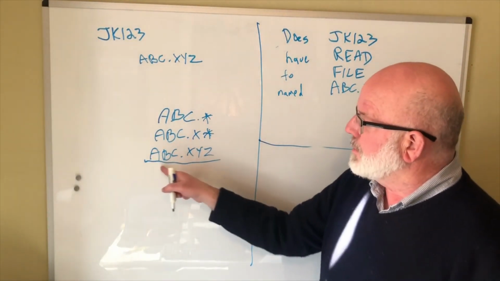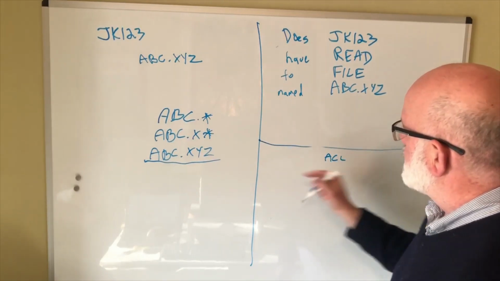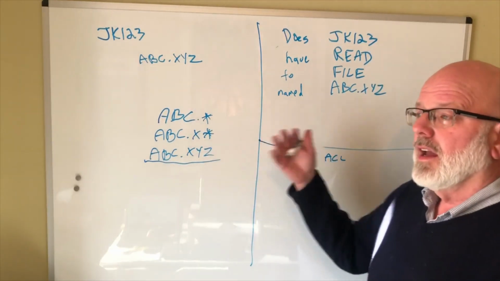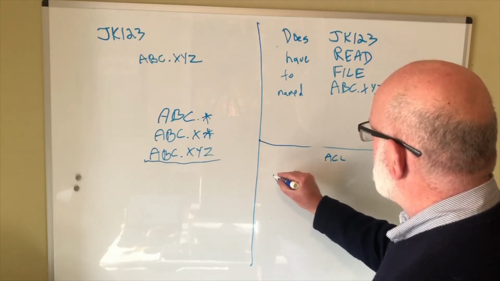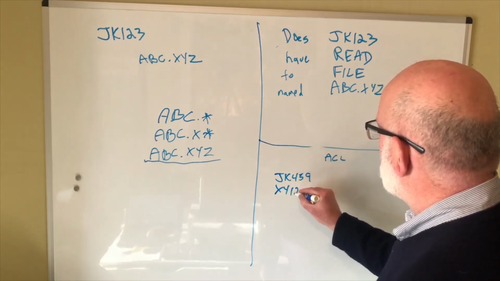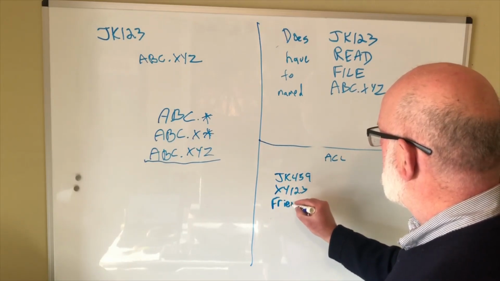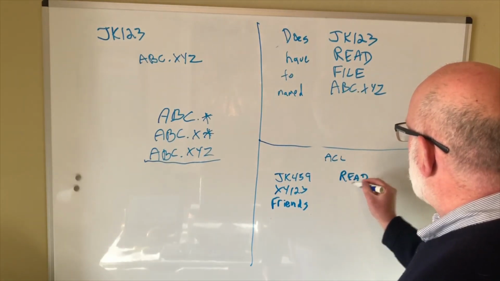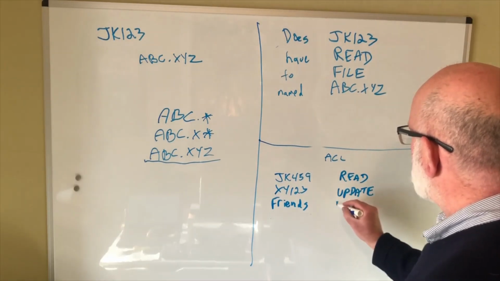So once it has determined the profile name, it then opens up the access control list for that profile. And the access control list is really just a list of IDs and what kind of access they have. So there could be an ID called JK459, maybe XY123. There could also be a group, maybe called friends. And this ID might have read, and this one has update, and this group here, let's say, also has read.